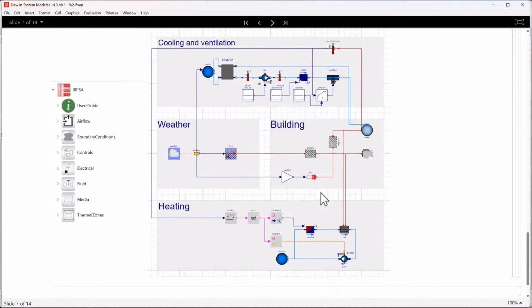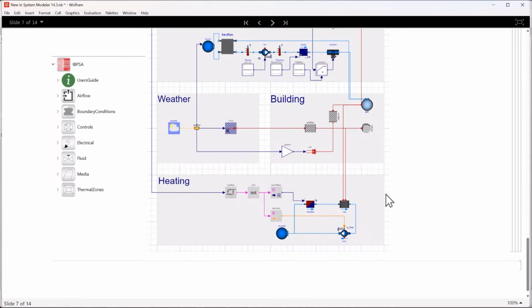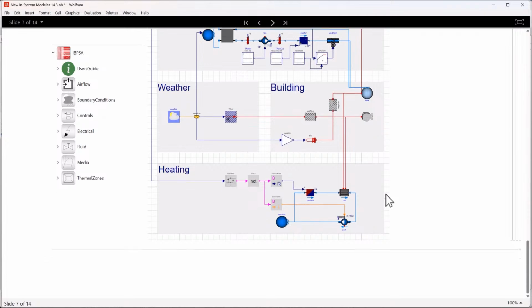Together, these libraries let you model not just one component but the entire ecosystem, from rooftop solar all the way down to heat exchangers, pipes, and valves to model HVAC systems. Let's look at an example.